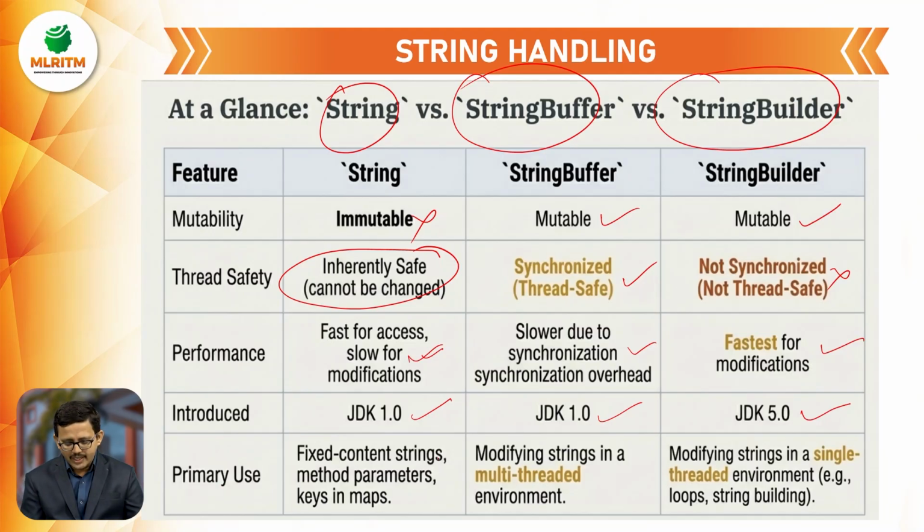Primary uses of String: fixed content strings, method parameters, and keys in maps, where you want to use strings that are not going to change. For example, you have a key value pair dictionary. So key and value are the headings which are not going to change, right? For such cases, you are going to give the keys as strings. Suppose you have a college website where the departments are fixed. You're not going to change the name of a department, so this can be given as string objects. StringBuffer is for modifying strings in a multi-threaded environment, and StringBuilder is for modifying strings in a single thread environment, for example loops, string building, etc.